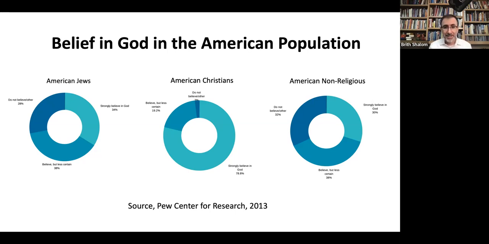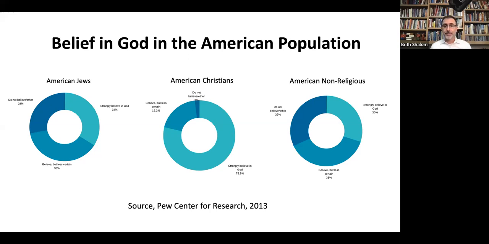78%, about 79%, strongly believe in God. So that's more than double. More than double of Christians believe in God than Jews. So Christians are believers for the most part. 20% believe, but are less certain, which is fair. They're still believers, but kind of on the fence. 2% do not believe. So 28% of Jews don't believe, and 2% of Christians don't believe. That's the dramatic information there.